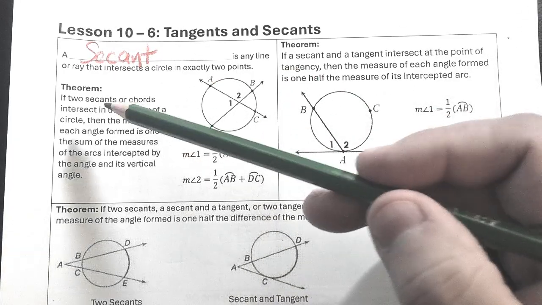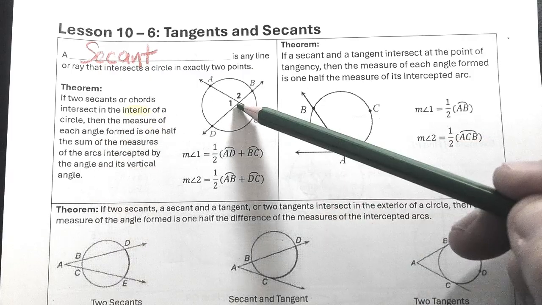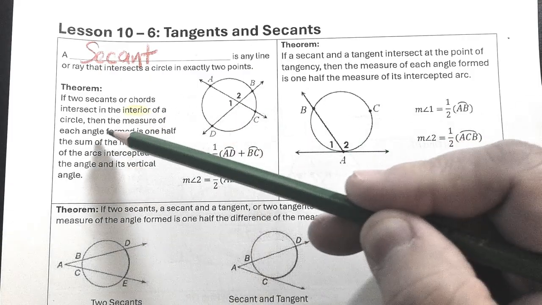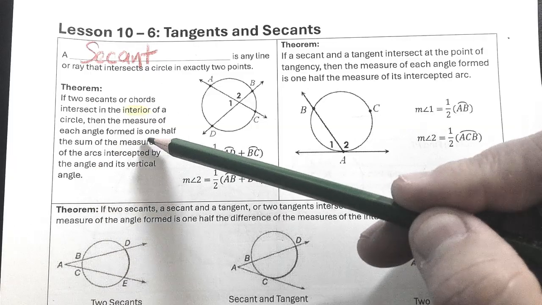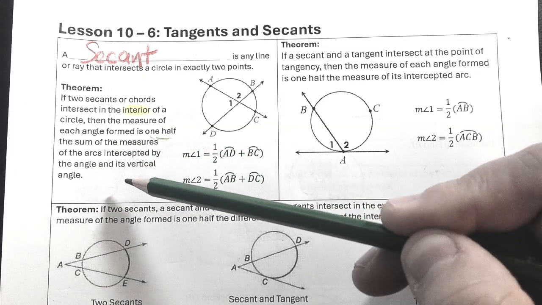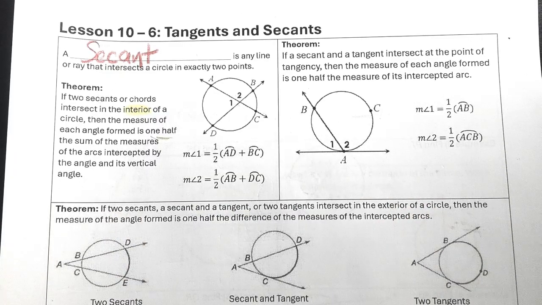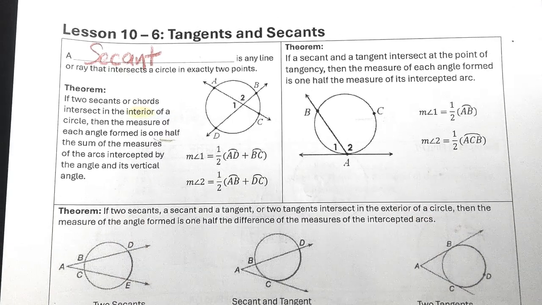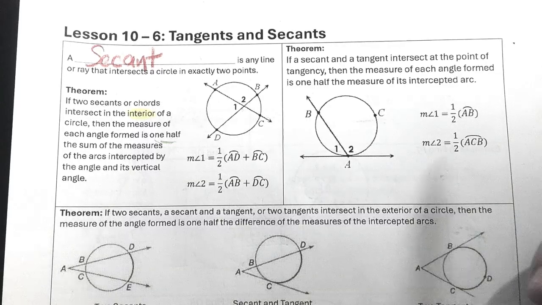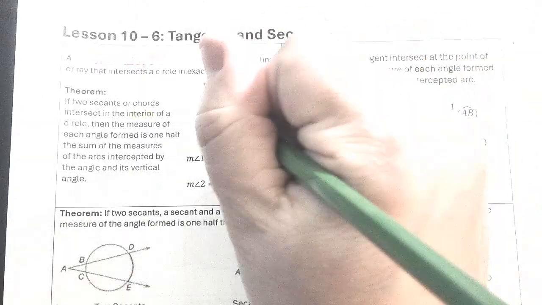All right, so theorem. If two secants or chords intersect in the interior, so inside the circle, then the measure of each angle formed is 1/2 the sum of the angles intercepted by the angle and the vertical angle. So let me put that into some language you guys can understand a little better.